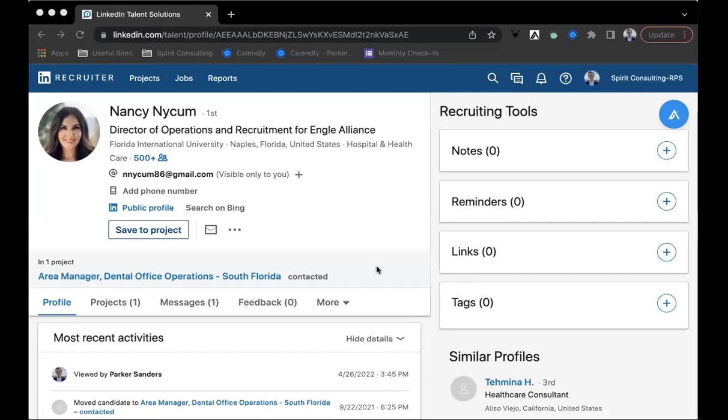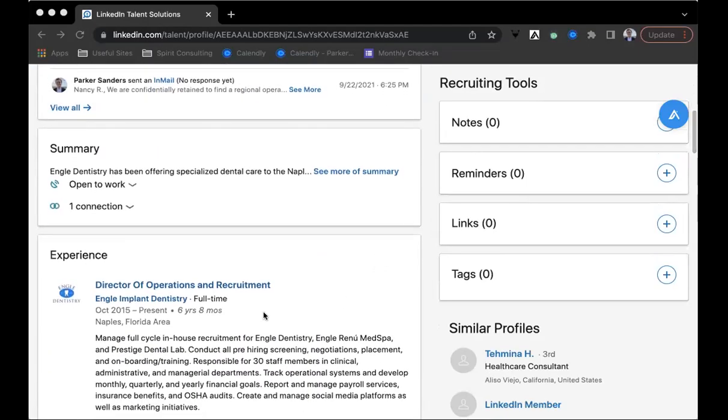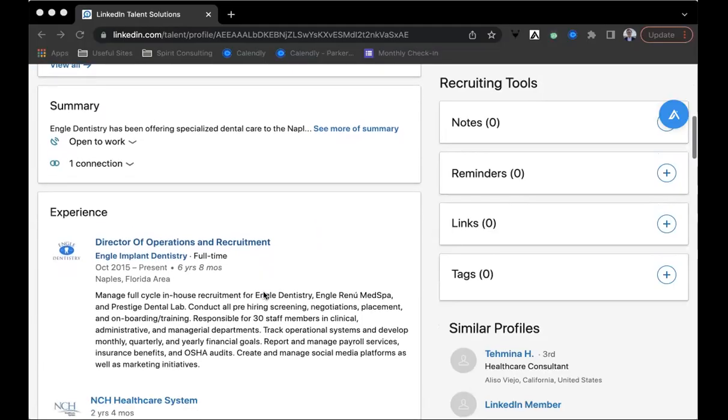This next profile, Nancy Nycombe, is a very similar one to the previous one of Walker's. So looking through, she was also a director of operations for a small DSO, Angle Implant Dentistry. So you can see online as well as in her position description that it is 3 locations in all. So once more, this is sort of an exercise in aligning with client expectations. If they told us that they wanted someone primed to jump into the major DSO world, she would be great as a diamond in the rough type of candidate.